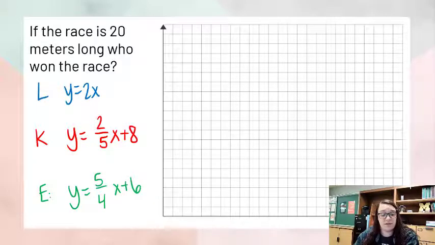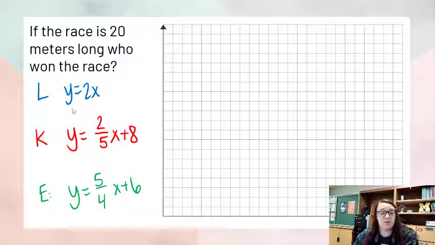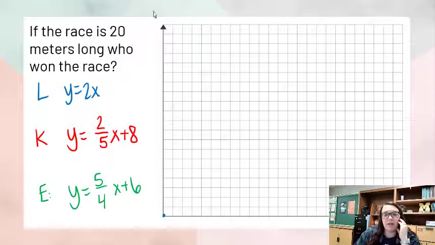Let's plot each of these lines, and we're pretty good at plotting lines at this point in our life. So with this first one for Leslie, she started at the starting line. That would be down here. Notice too, we have our x and y axis, right? I'm going to label those. And I also want to notice some things about it.